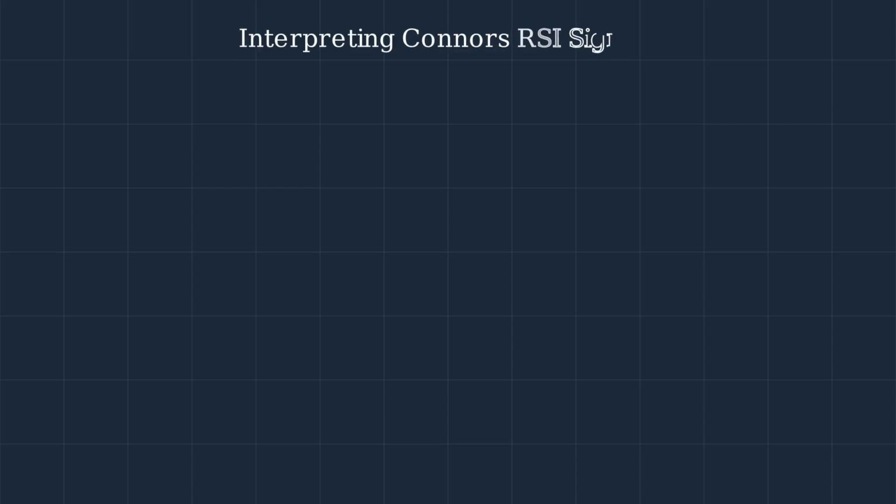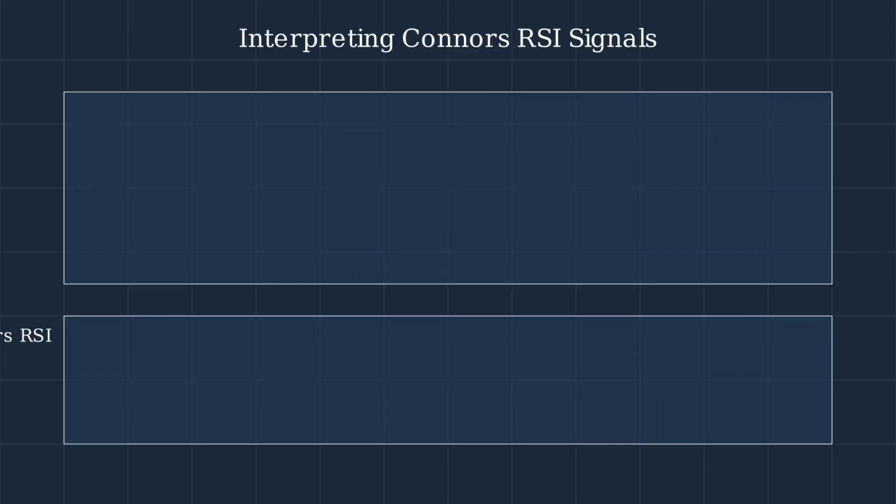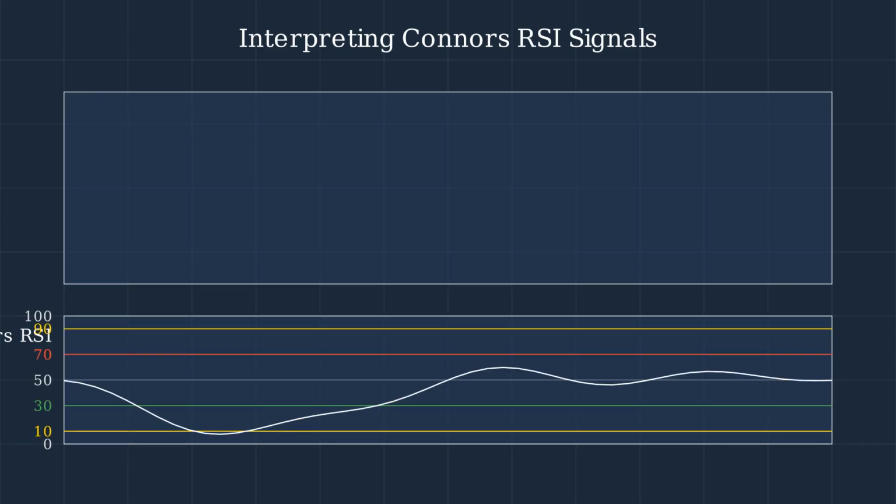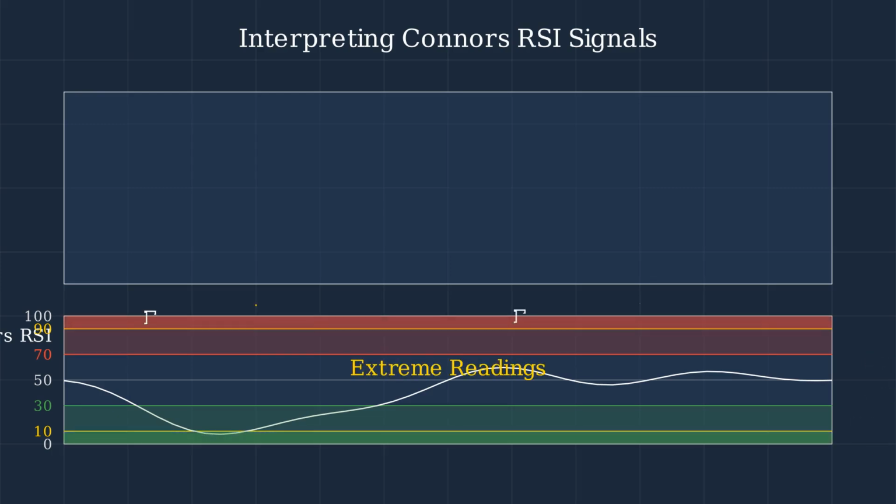Interpreting Connors RSI signals focuses on identifying overbought and oversold conditions. The Connors RSI ranges from 0 to 100, with key threshold levels that signal trading opportunities. Readings above 70 are considered overbought, suggesting potential selling opportunities, while readings below 30 are considered oversold, indicating potential buying opportunities. Extreme readings below 10 or above 90 signal even stronger reversal possibilities.